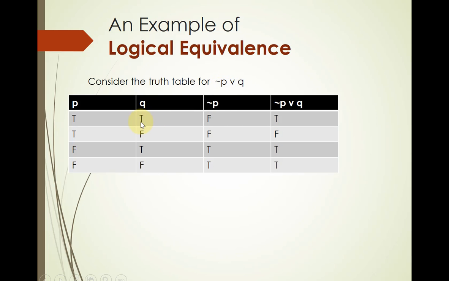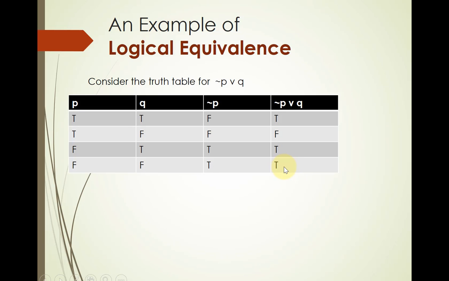two. So using the disjunction or operator, I get true or false is true. False or false, that's not true, it's false. True or true is true. False or true is true. So the truth table for this statement is here. Now, does that look familiar?